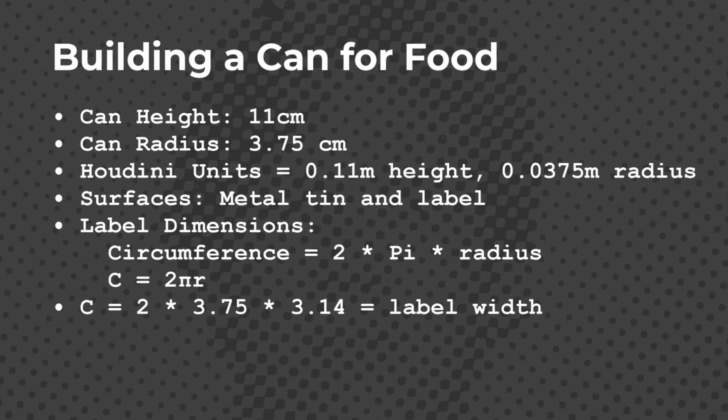I can find out the height is like 11 centimeters. The radius is 3.75. And in Houdini units, using meters, the height is going to be 0.11. The radius is going to be 0.0375. So we need to begin thinking in terms of real-world units from the very beginning. That's going to affect our entire Houdini experience. It's going to make everything a lot easier for your career if you begin to think about real-world units from the beginning.